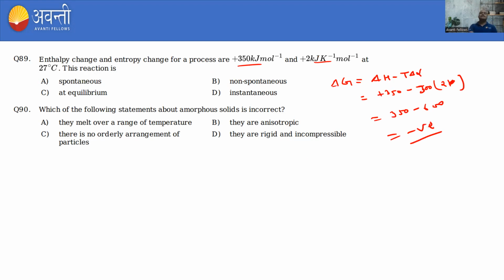So whenever the delta G value is negative, we can say that the process is spontaneous. If this value comes out to be positive, then the process is non-spontaneous. So here option A is correct.